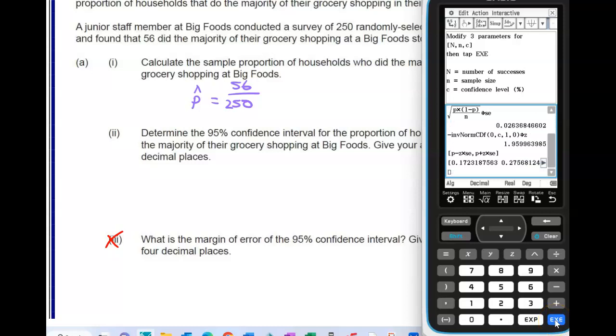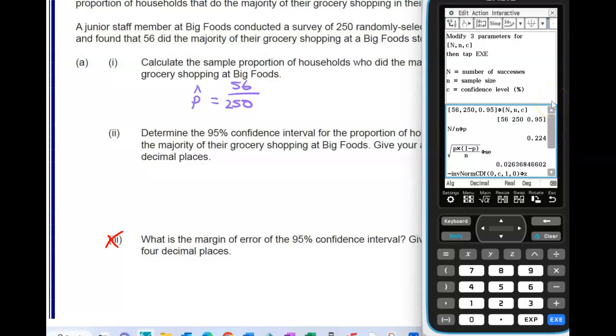So notice it does a whole heap of things. It's pretty good in that way, and this is an advantage of using the E-Activity because it gives you stuff. Let's see what it gives you. Firstly, what's that, 0.224? That's your p-hat, your proportion as a decimal. What's this one? 0.026368, etc. Yeah, that's your standard deviation.